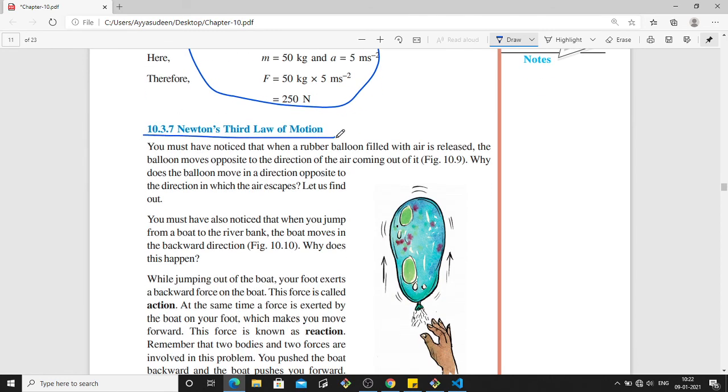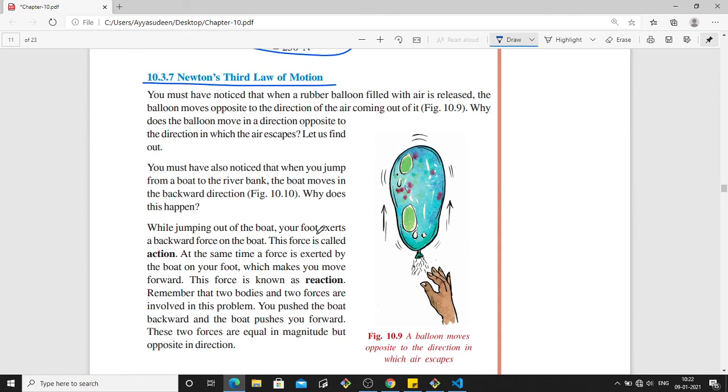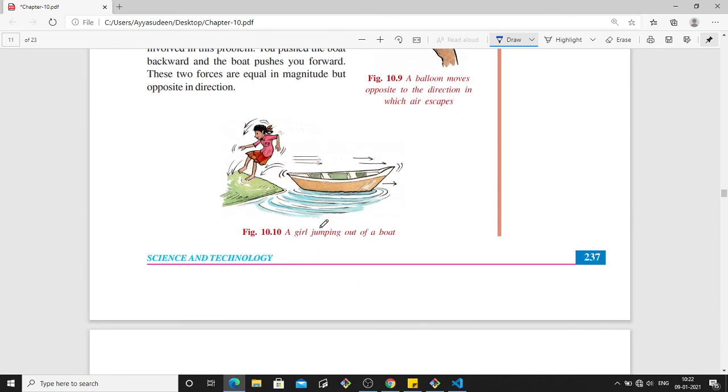Newton's third law of motion we will see in the next lesson, inshallah.